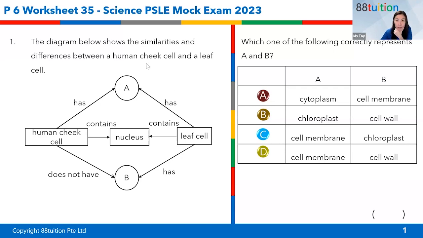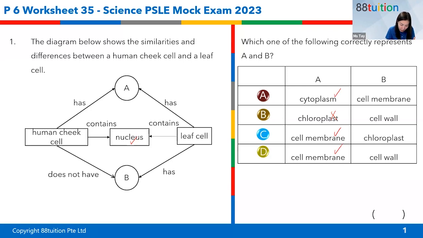Okay, so let's look at the question here. The diagram below shows similarities and differences between human cheek cell and a leaf cell. Which one of the following correctly represents A and B? Both the human cheek cell and the leaf cell contain nucleus, that's correct. Now, they also both contain something else. If we were to look down the list, we know cytoplasm is present in both. Correct or not? Chloroplast is not. So this is possible, right? Cell membrane. Because all cells will have the cell membrane.